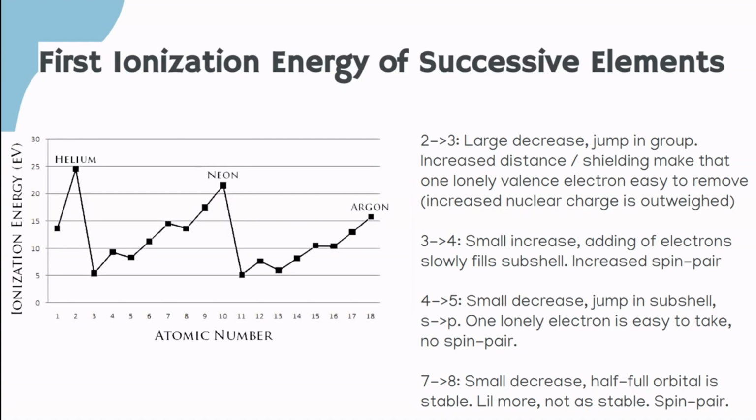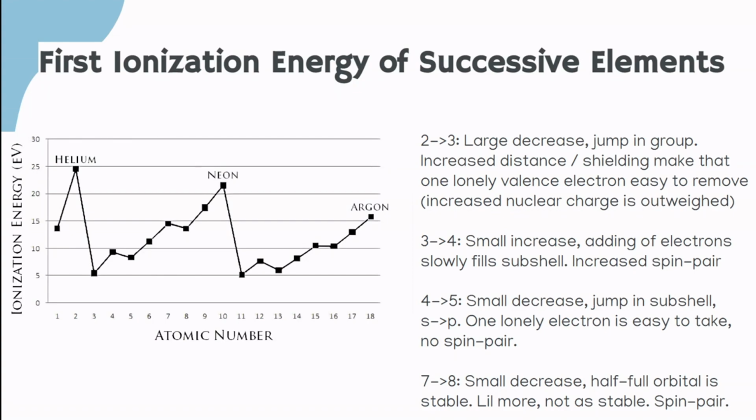But generally, we need to talk about the trends that happen in this. So this is where we see our 4 key terms I talked about earlier coming back into place. From elements 2 to 3, we're seeing a large decrease, and this is because we're jumping in group numbers. We're jumping the period overall, because we're going from the first period to the second period. We're going from helium to lithium, if you can imagine that on a periodic table. So with this, we're having another shell added, so we're having increased distance and increased shielding. That makes that one only valence electron really easy to remove.